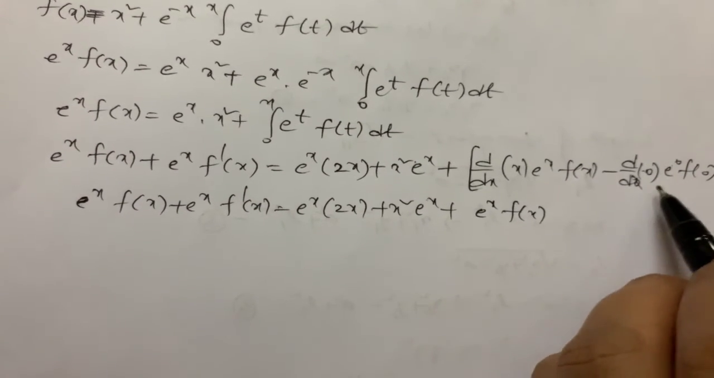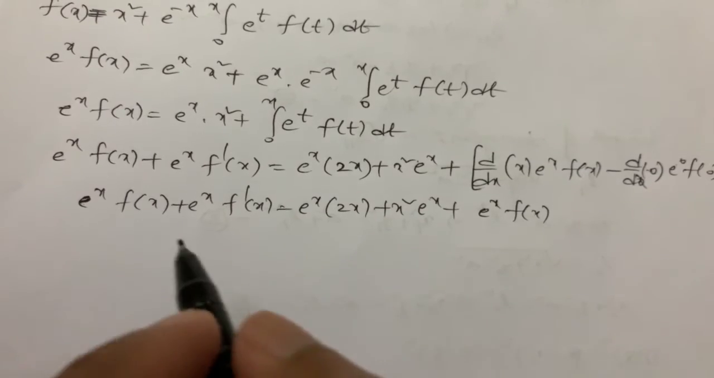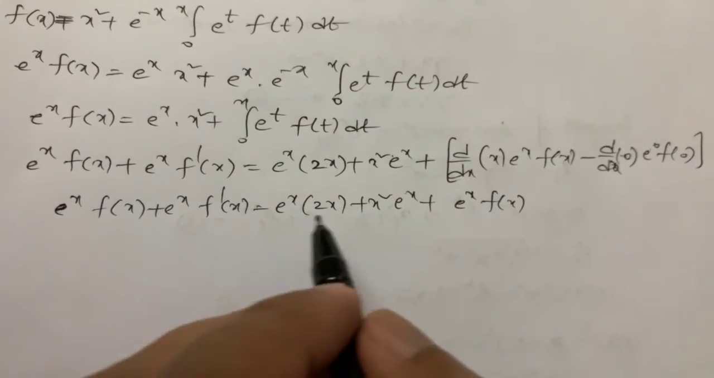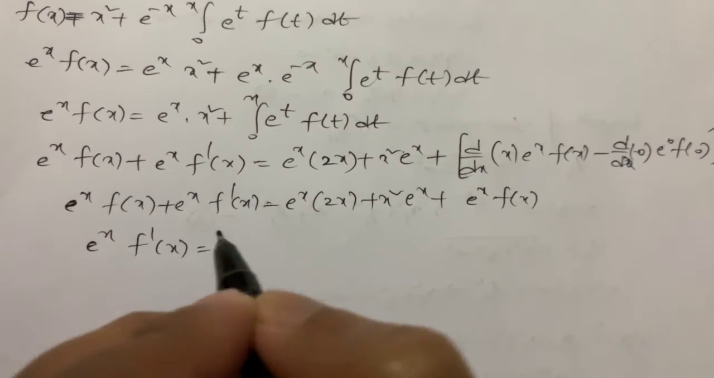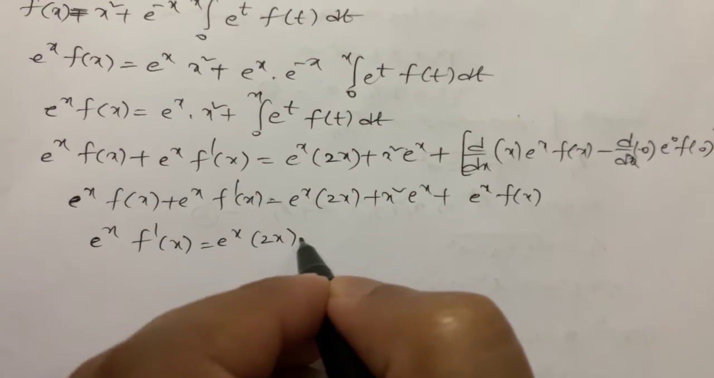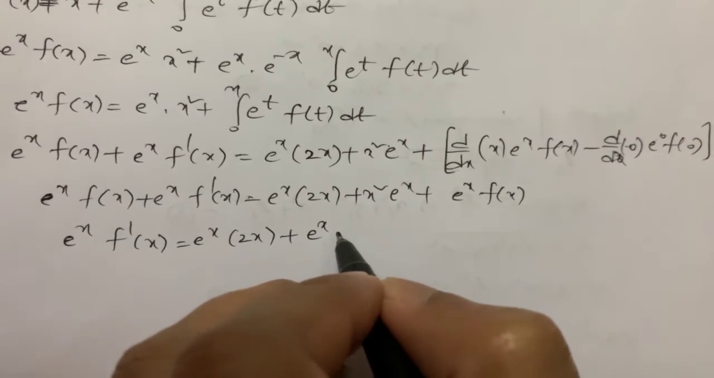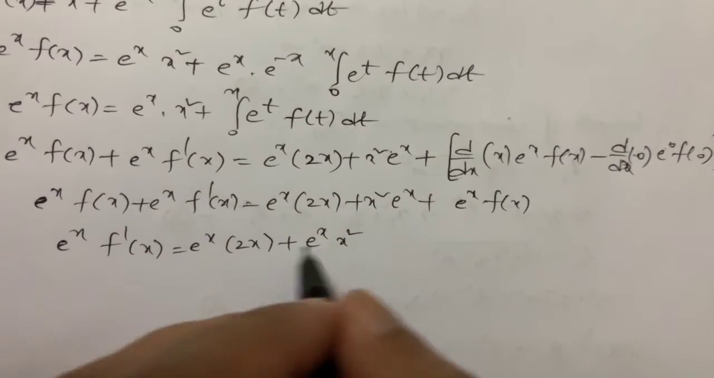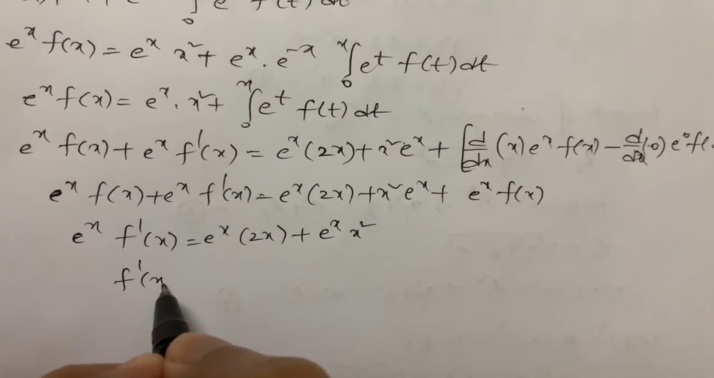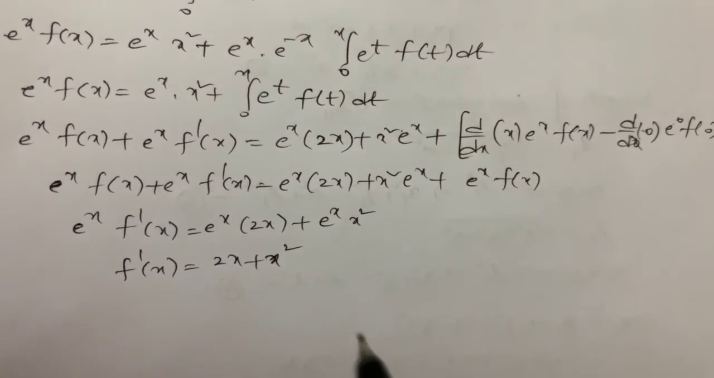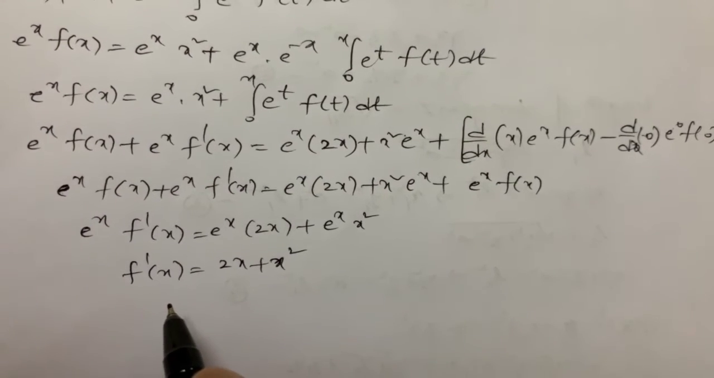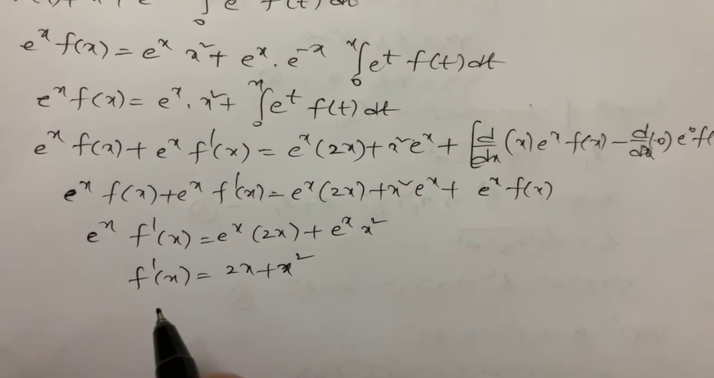Because d by dx of 0 is 0, e power x f of x we can cancel on both sides. So e power x f dash x is equal to e power x 2x plus e power x into x square. We can cancel e power x also. So f dash x is equal to 2x plus x square. With this we can determine f of x, right?